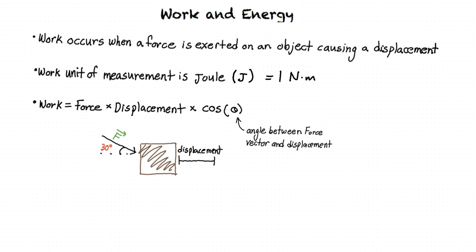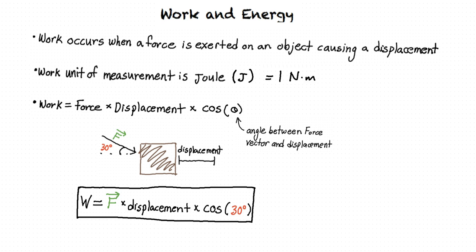Let's say that I'm applying a force onto a box at a 30-degree angle to the horizontal, and that a displacement is occurring in the horizontal direction. The work in this scenario would be calculated by multiplying the magnitude of the force, the total displacement of the box in the horizontal direction, and the cosine of 30 degrees. Oh, okay. This seems to all make sense. What does work have to do with energy, though?